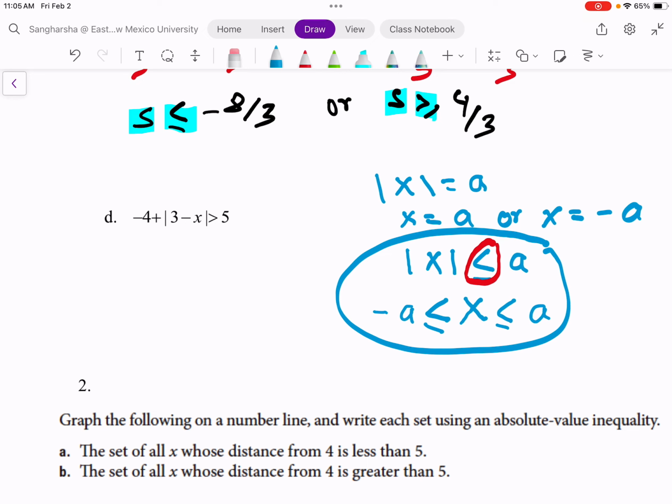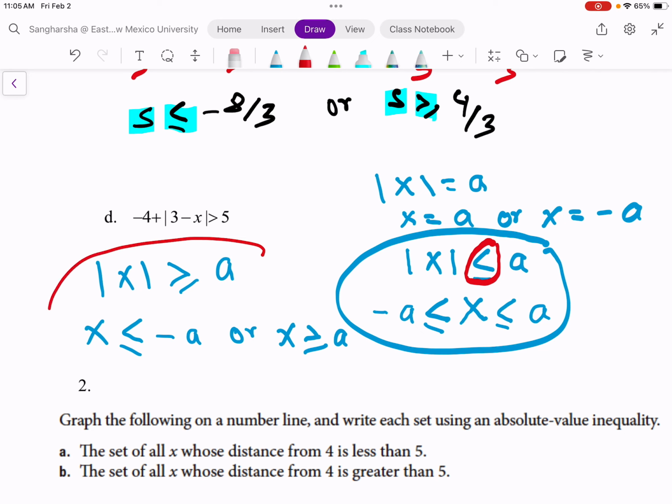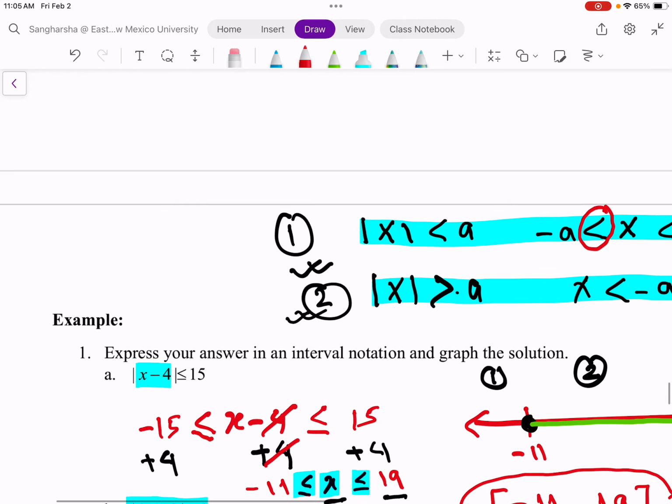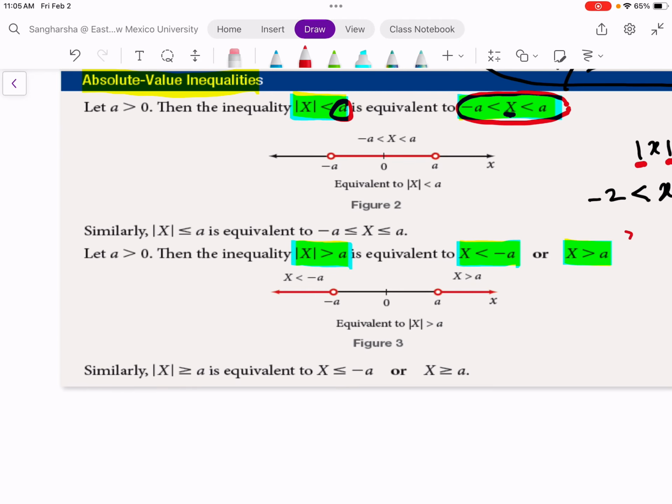And the next condition we had, if we have absolute value of x greater than or equal to a, then this is equivalent to x is less than or equal to negative a, or x is greater than or equal to positive a. So if we have greater, then you're going to use this definition. That's what we have. If we go back here, we have the definition here. If you don't have equal to, then you are not writing equal to.